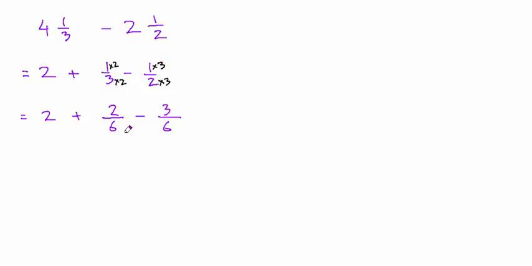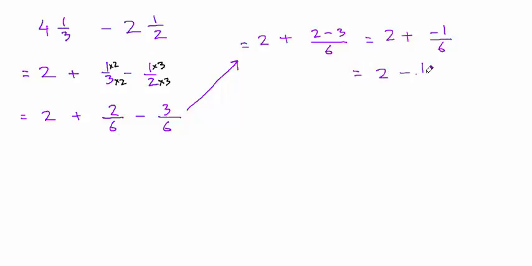Now, here's a problem. If you were to subtract 2/6 minus 3/6, you cannot do a 2 minus 3. That's a negative 1. 3 is more than 2. So what do we do? Well, one way to do this is to go ahead with the subtraction with the negative answer on it. So this is equal to 2 plus (2 minus 3) over 6, and that is equal to 2 plus, like I said, 2 minus 3 is negative 1, so we have a negative 1 over 6, and that's the same as saying this is 2 minus 1/6.